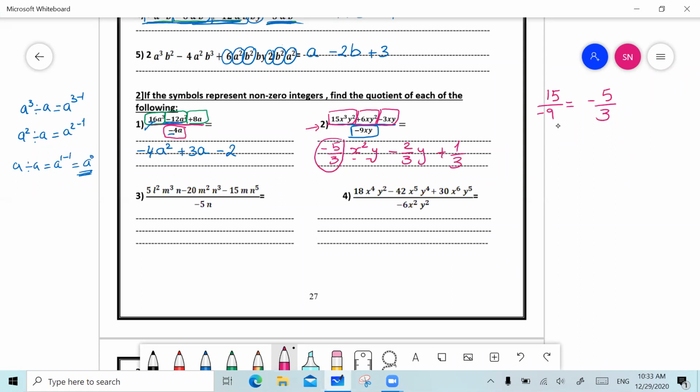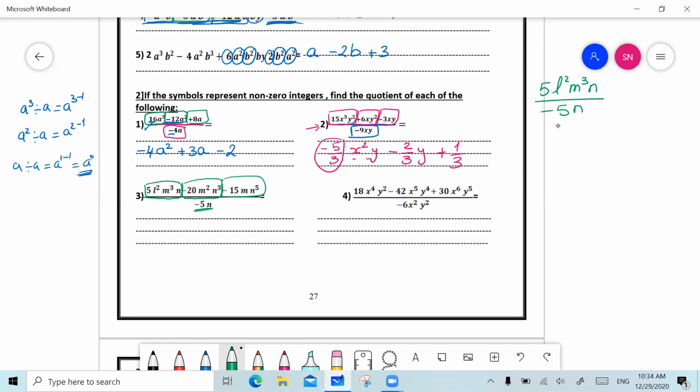Now, let's have a look at question number 3, and I need your concentration, please. Here I have an expression divided by a monomial, so I am going to divide each term alone, and please keep in mind the signs. I'm going to divide it by the monomial or the term that I have. So here the first one is 5, L to the power of 2, M to the power of 3, N. I want to divide it by -5N.